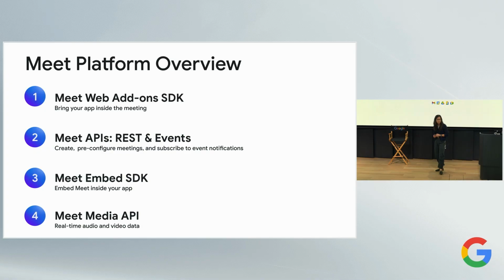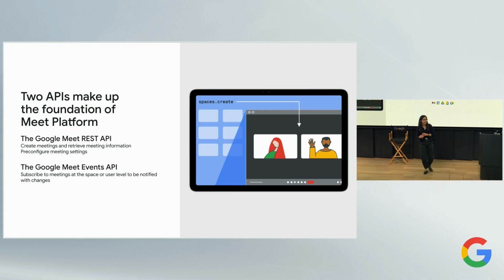All right, so from a platform perspective, we have 4 main pieces that we offer. So the first is our Add-ons SDK, which brings your app into the Meet UI. We have our REST APIs, which are sort of foundational to our product, and just lets you create things and programmatically pre-configure meetings. We have Embed SDK, which lets you bring the Meet product into your own UI. And then we have our Media API, which streams raw audio and video in real time out of a meeting to you.